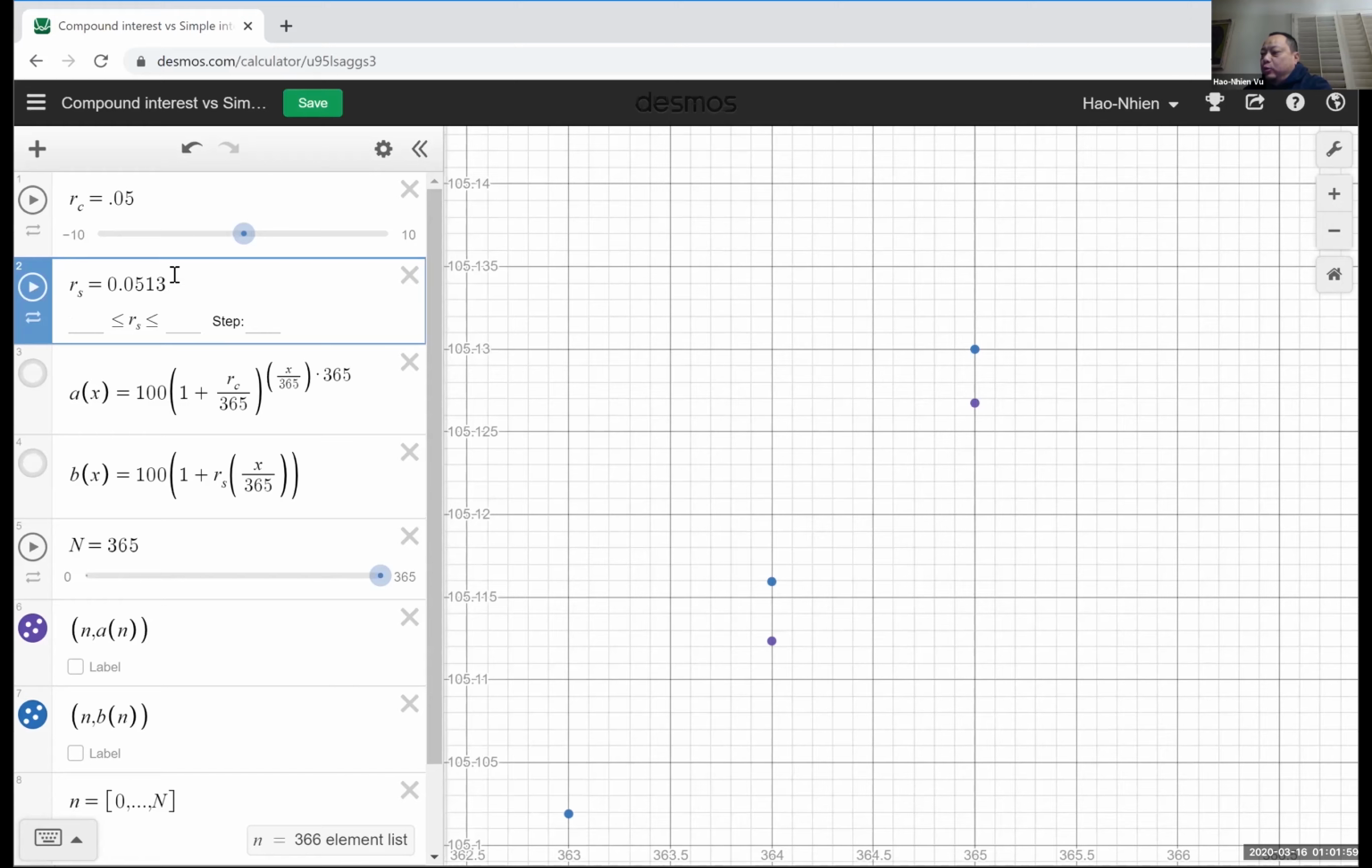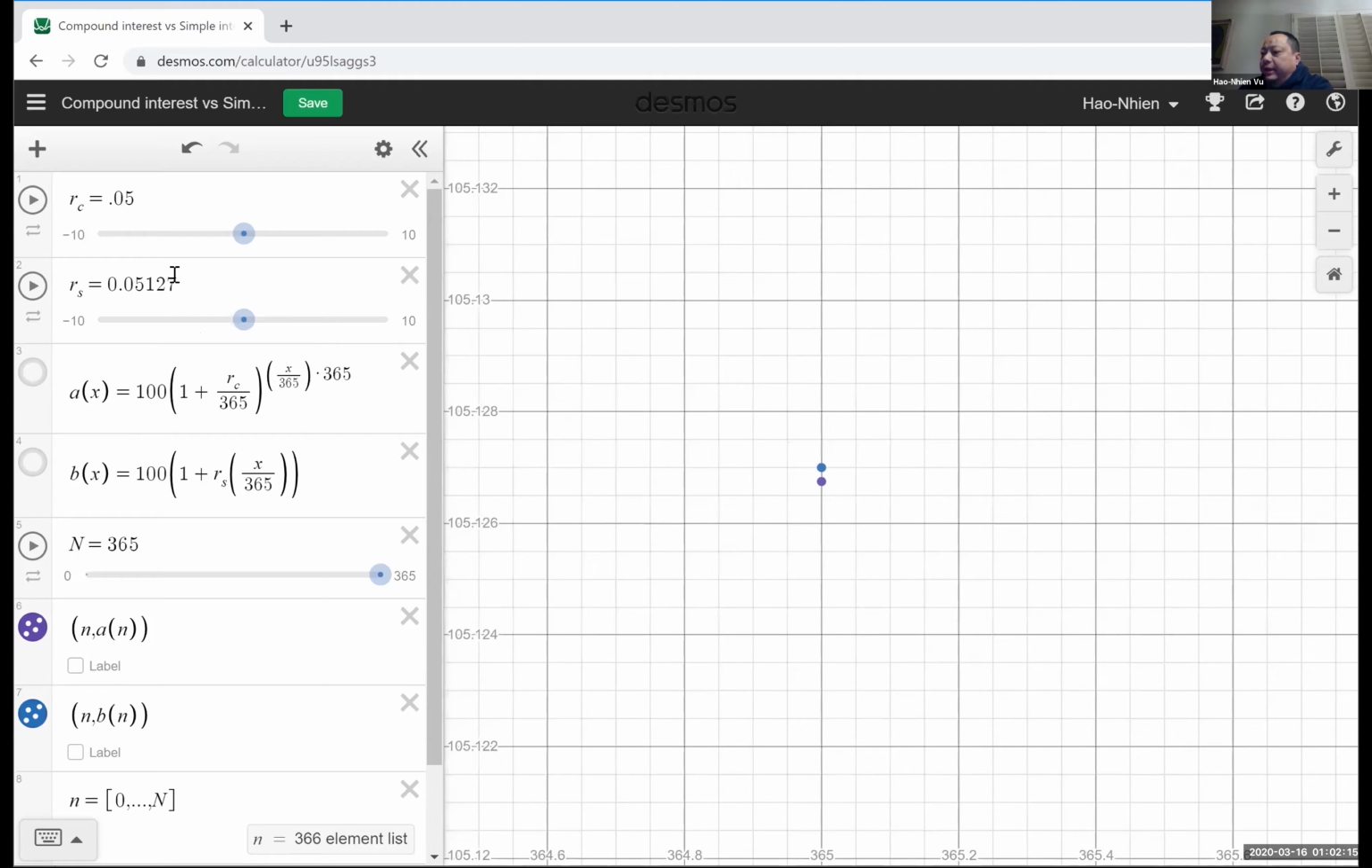And it looks like 1.2 is too low, 1.3 is too high. So how about 1.25? Okay, a little bit too low. 1.26, 1.27. Okay, 1.27 seems to be it. A little bit too high. So I'm going to zoom in some more. I can play this game for a while, I guess.